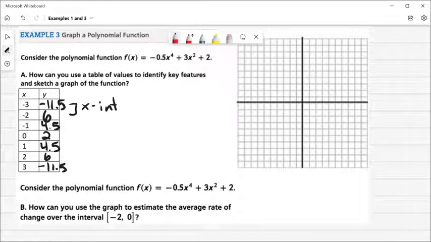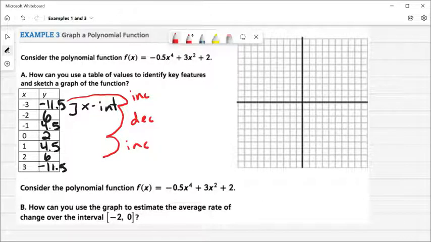All right, so let's summarize. From here to here, it's increasing, and then from -2 to 0, it's decreasing. From 0 up until 2, it's increasing again. And then again, between these two x values, there's going to be an x-intercept.